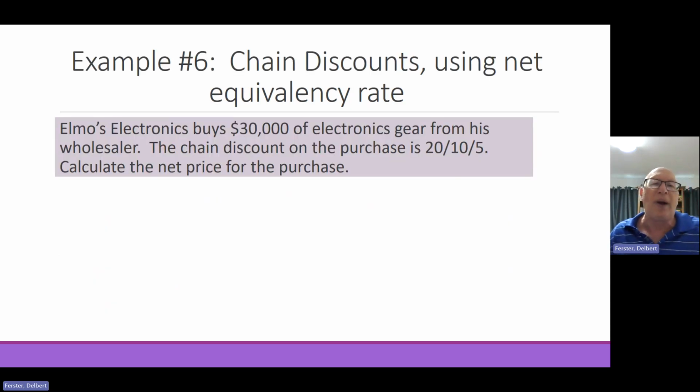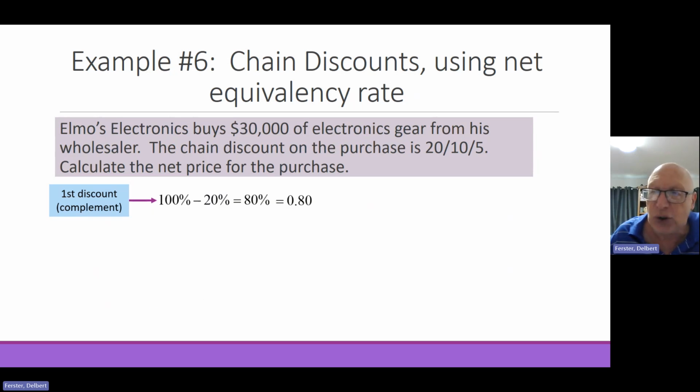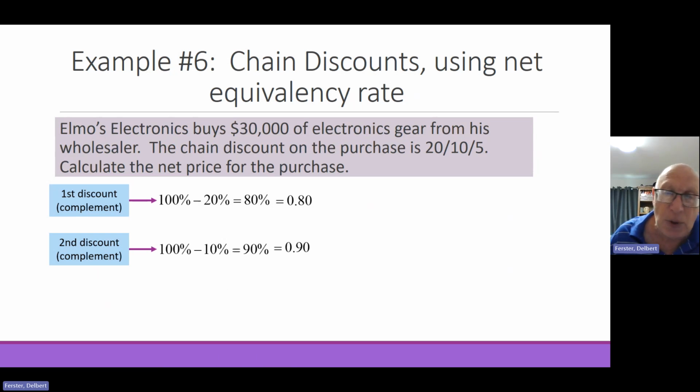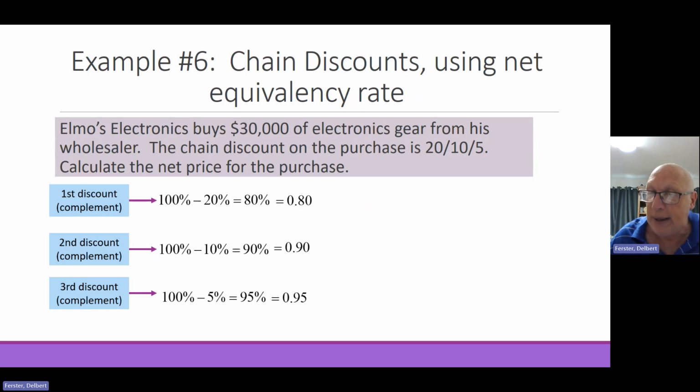Let's take a look at an example. We've got Elmo's Electronics, going to buy $30,000 of electronics gear, and he's able to snag a 3-chain trade discount at 20, 10, and 5. So let's go. We're going to find complements initially. You guessed it. If it's 20% off, we're still paying the other 80%. So as a decimal, that'll be 0.80. That second is a 10% discount. We're not paying 10, we're still paying 90. So there's 0.90 reflecting 90%. The last one at 5%, we're not paying 5, we're still paying the other 95, 0.95.